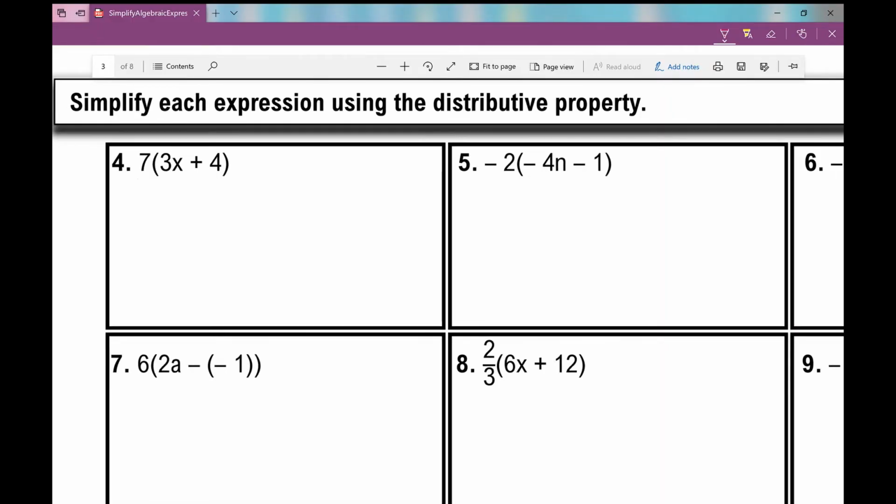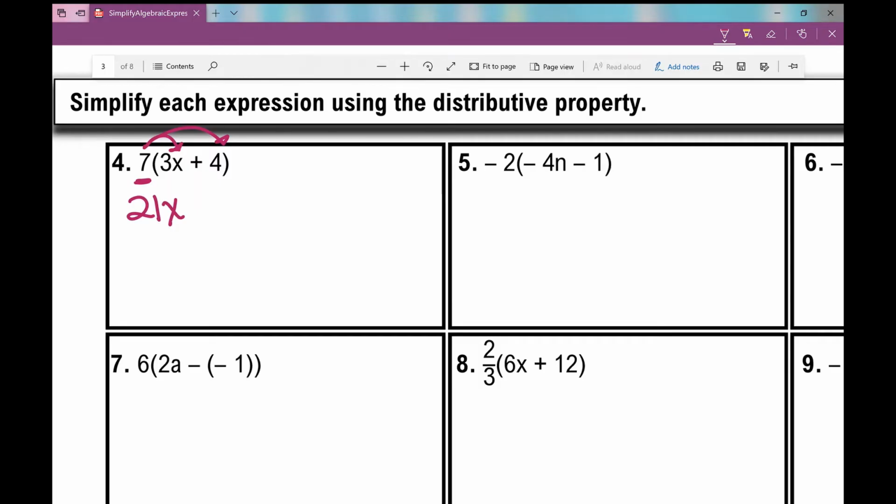So when I have a term or a number butted up right next to the parentheses, whenever I'm simplifying an algebraic expression, using the distributive property will remove those parentheses. So what I'm going to do is multiply 7 times 3x, but I can't forget to multiply 7 times 4 as well. So 7 times 3x, well 7 times 3, we're going to use our integer rules. 7 times 3 is 21, and then I'm going to have an x there.